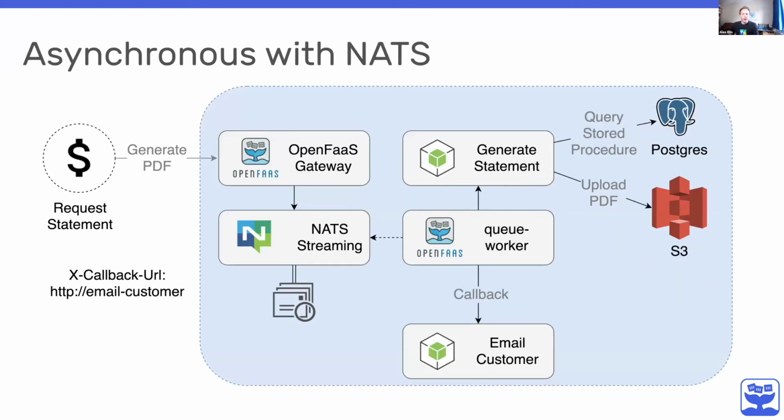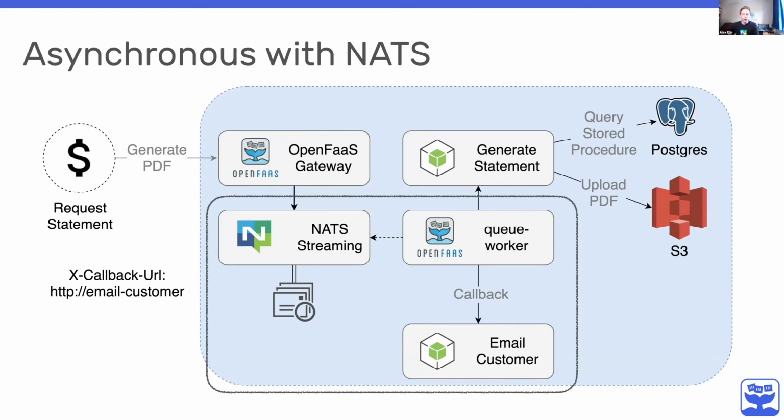When you come to NATS, what we've done is we've added something called the queue worker. And the queue worker simply gives us another URL, like the normal one, but it has the word async in it. And then rather than running immediately, we'll put the message on a NATS topic and use NATS Streaming. So the gateway publishes, the queue worker subscribes, there's just one topic right now, and then it will invoke that function for you. So we've got generate statement up on the top. Once that's run, it took its 10 seconds still.